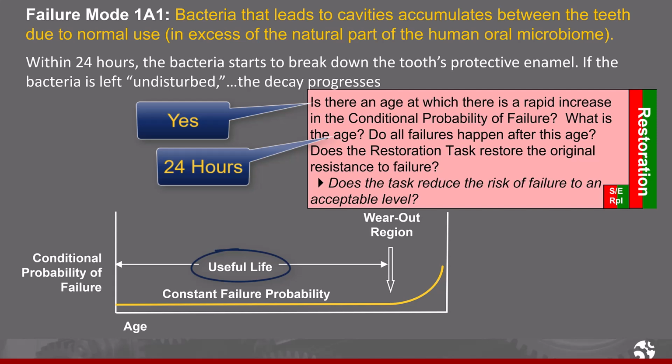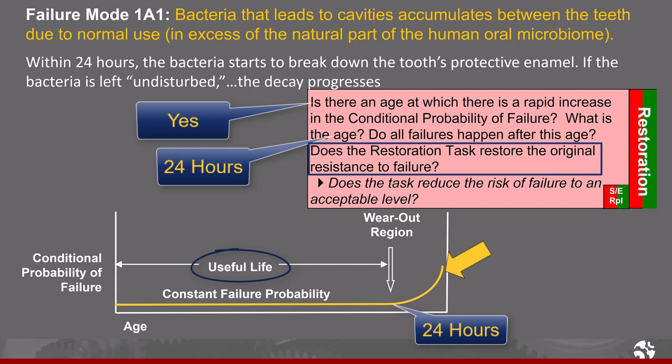We have already established in our failure effect that if we don't disturb the bacteria, in other words, if we don't floss our teeth before 24 hours are up, the conditional probability of failure starts to drastically increase. In our example, that means that decay progresses. Do all failures happen after this age? According to our dentist, yes. Does the restoration task, that is flossing daily, restore the original resistance to failure? Yes. By flossing, we disturb the bacteria so it doesn't have a chance to start the decay process.